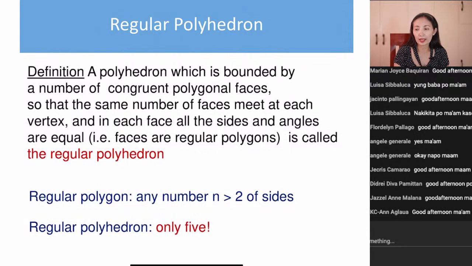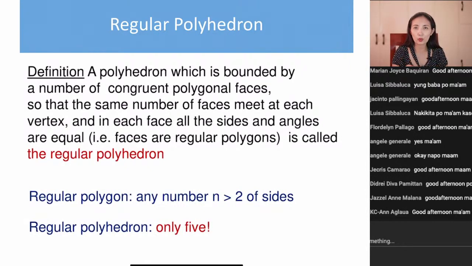But what is a polyhedron? A polyhedron is that which is bounded by congruent faces. So if I have squares, I will connect them such that there will be how many vertices? 1, 2, 3, 4, 5, 6.